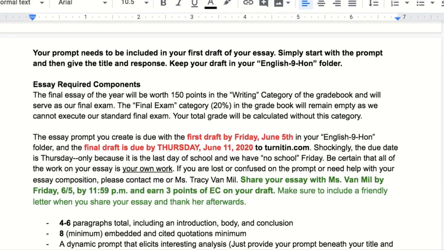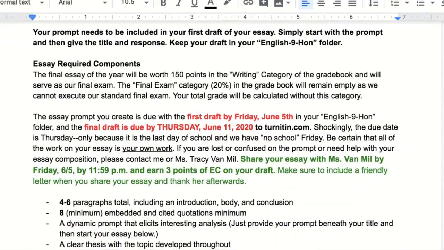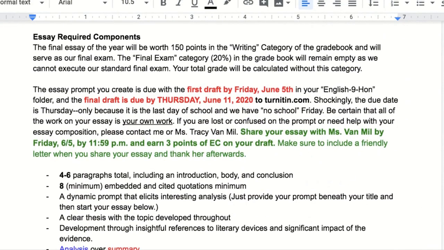And so that's the prompt construction. I'm going to just wrap this up with the required essay components. This is our last essay of the year, and it's sort of in lieu of or the component of the final essay as well, since we don't have school finals. So it will be worth 150 points. So keep that in mind.